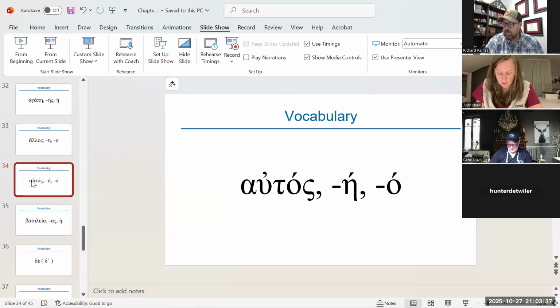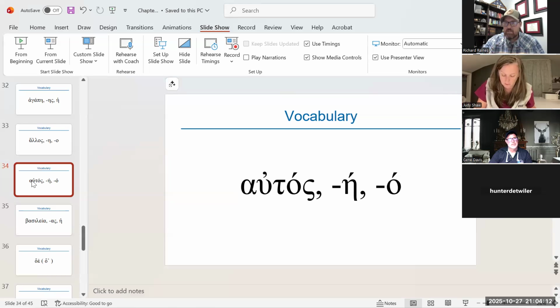Autos can mean he, she, it, or they, depending on the form that it takes. It's going to take the same form as a lot of your nouns. It's going to be masculine, feminine, or neuter, and either singular or plural. So it's either going to be he, she, or it, or him, her, or it. Or if it's plural, it's going to be them or they.